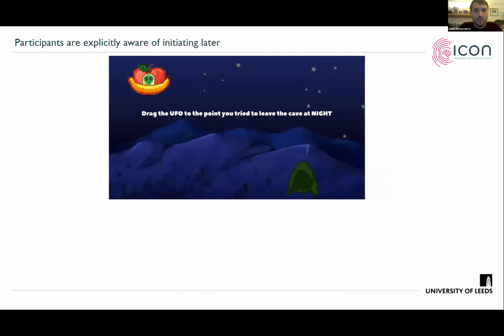Similarly, we can express when we initiate spatially, in terms of how far the target's traveled across the screen when participants begin to move. And to assess whether we have explicit awareness of this, which would be the case if it was a volitional strategy, we assayed this at the end of the experiment. Participants observed a blank trial, and then were asked to drag the UFO to the point it was when they tried to leave the cave. That was both in the night and the dawn conditions, counterbalanced, just to be sure.